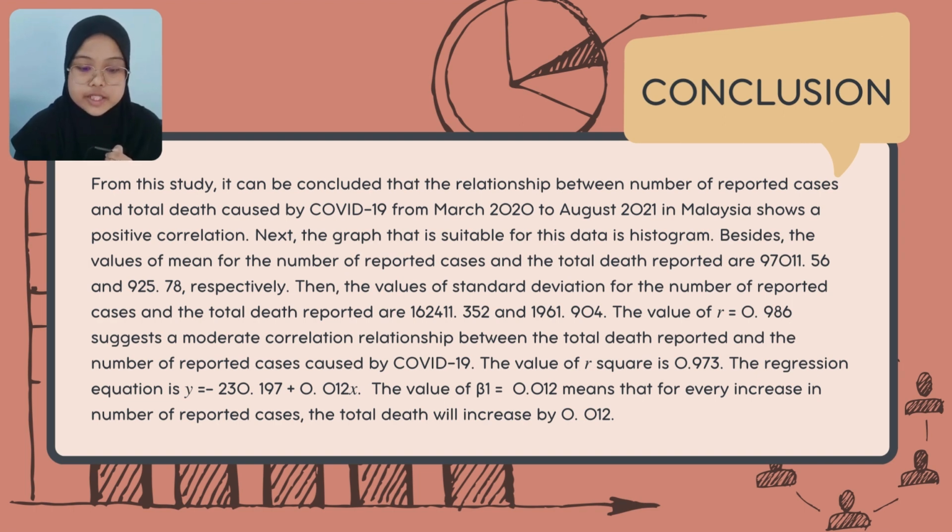The regression equation is y equals negative 230.197 plus 0.012x. The value of beta 1 equals 0.012 means that for every increase in number of reported cases, the total death will increase by 0.012.